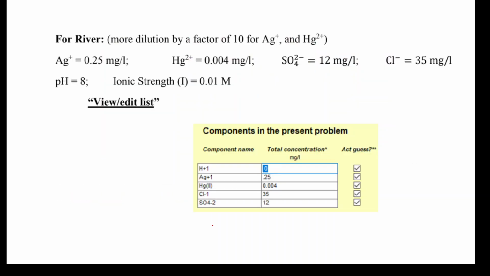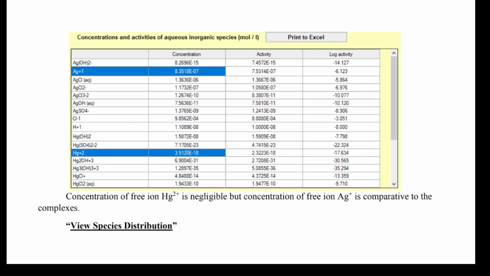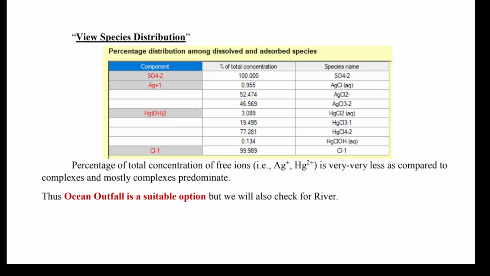Species distribution. Similarly, we can do it for river, and we will get the concentration of Hg2+ is negligible, but Ag we can see 10 raised to power minus 7, which is equivalent to other solution. So we know that since the complexes are more in ocean, that is better. We can simply check the species distribution also while doing all these things. So the percentage of total concentration of free ions is very less compared to complexes. So mostly complexes predominate. So hence ocean outfall is the suitable option.